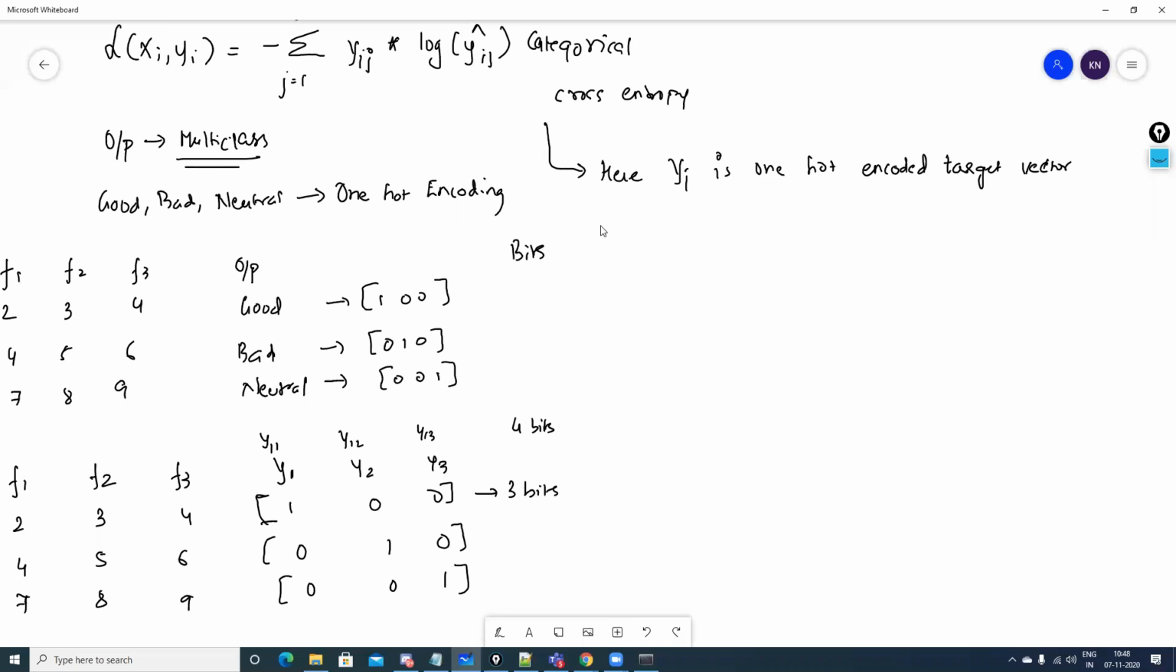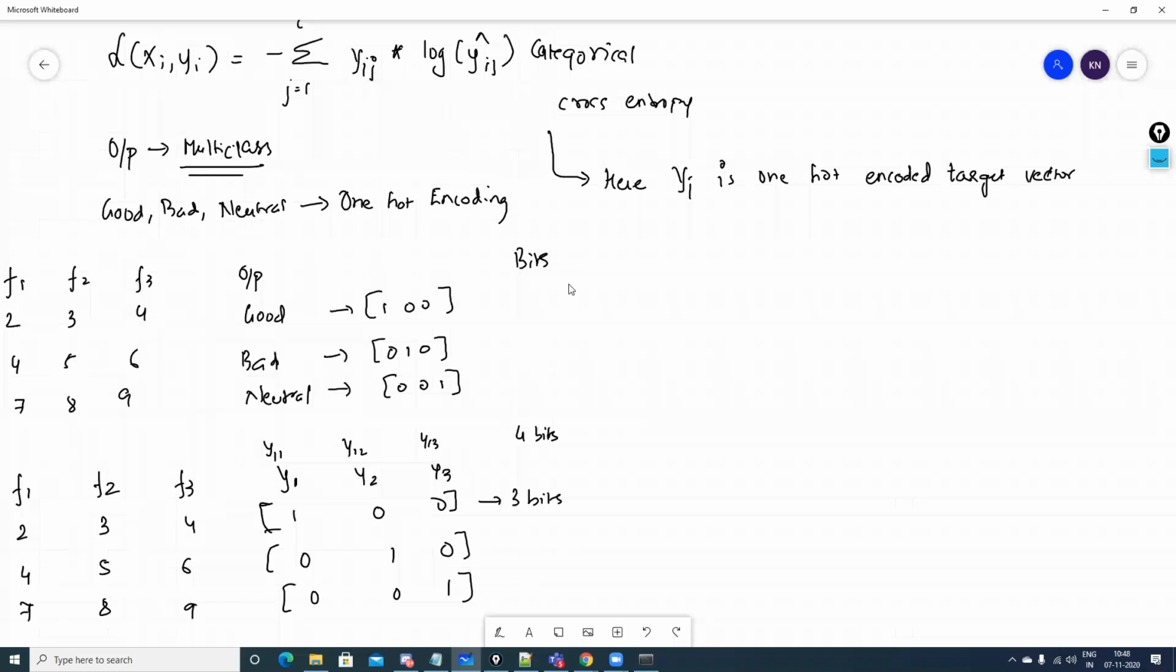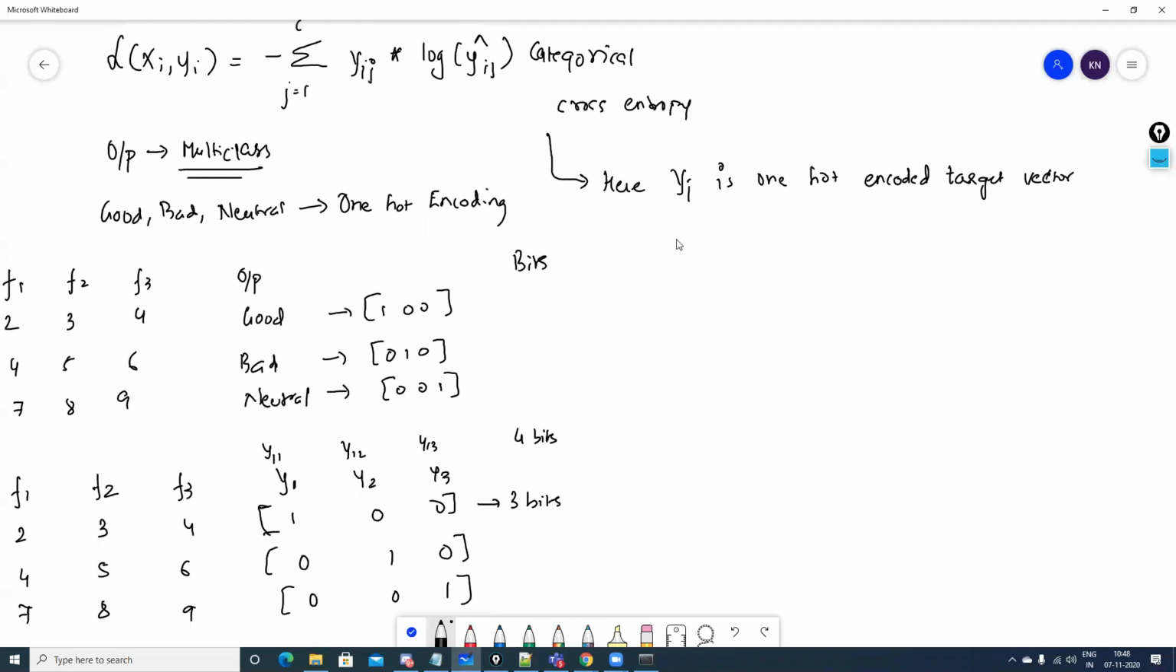So for the first record, I can represent this yi as the combination of yi1, yi2, yi3. What does this i specify? I specifies the row number. So i1, i2, i3: 3 is the number of bits based on the number of output categories. Similarly, I can extend this till C categories.